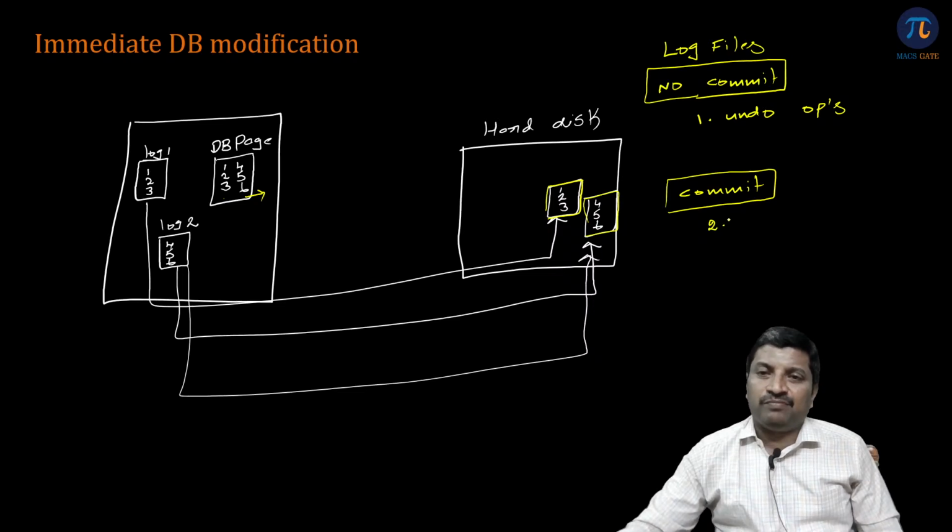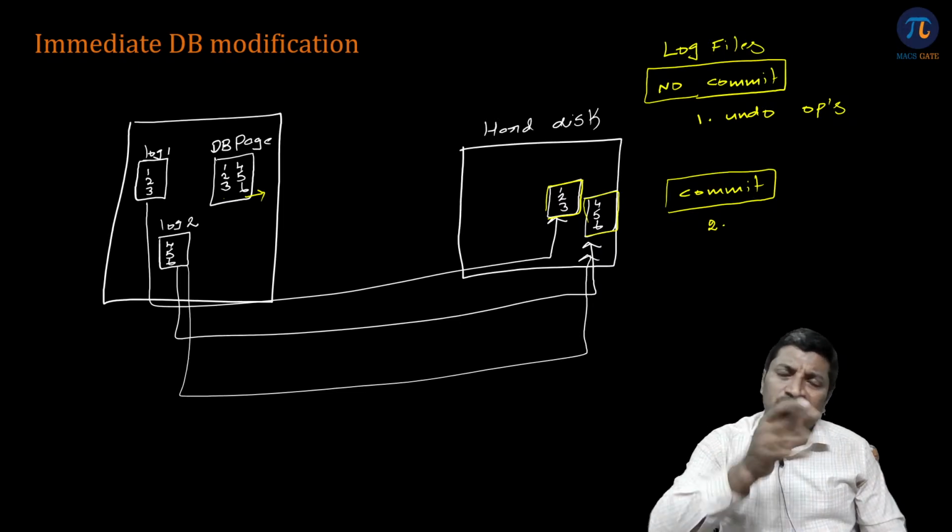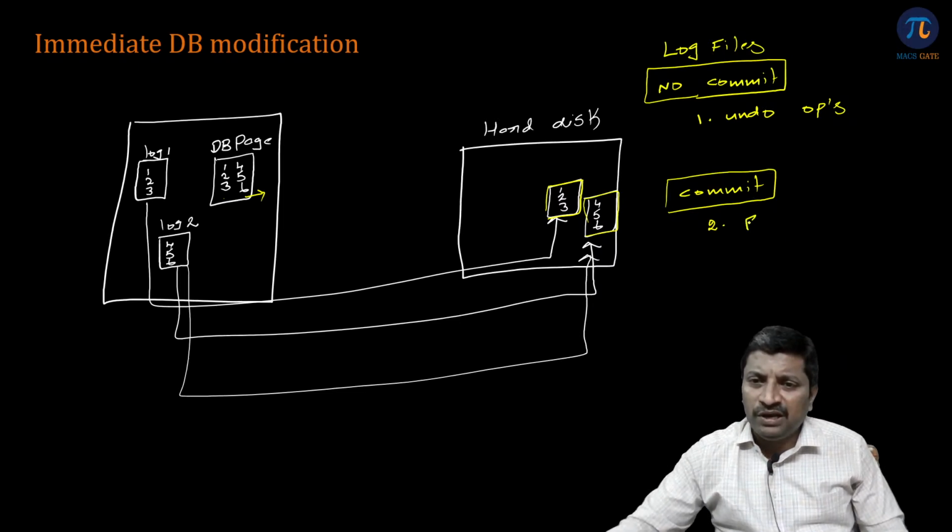Suppose there is a commit. It was done, and it was done in the original database also. Then we will redo.